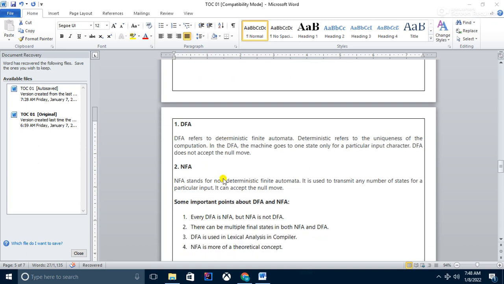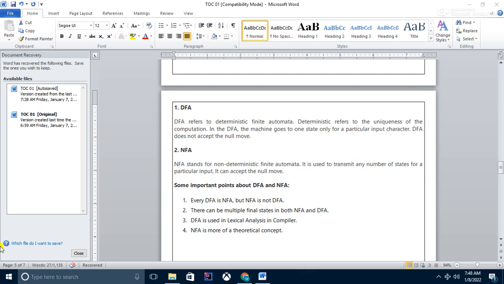Some important points that we are going to discuss here: every DFA is an NFA, but every NFA is not a DFA. So this is one important point we have to remember, that every deterministic finite automata is a non-deterministic finite automata, but a non-deterministic finite automata is not necessarily deterministic. The vice versa is not possible. The next point is that there can be multiple final states in both NFA and DFA.